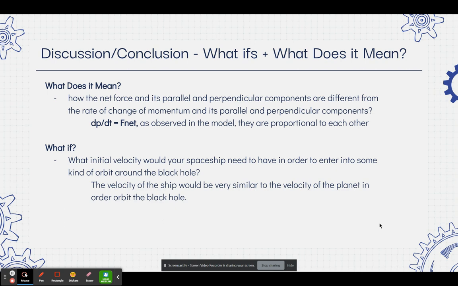Now, the what if: what initial velocity would the ship need to be in order to enter some kind of orbit around the black hole? The velocity of the ship will be very similar to the velocity of the planet, as the planet is already in a certain orbit.